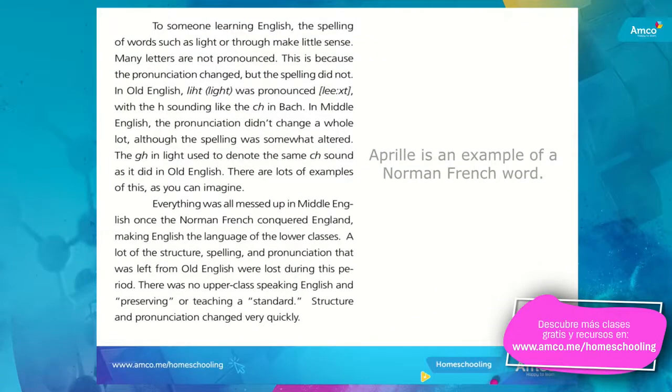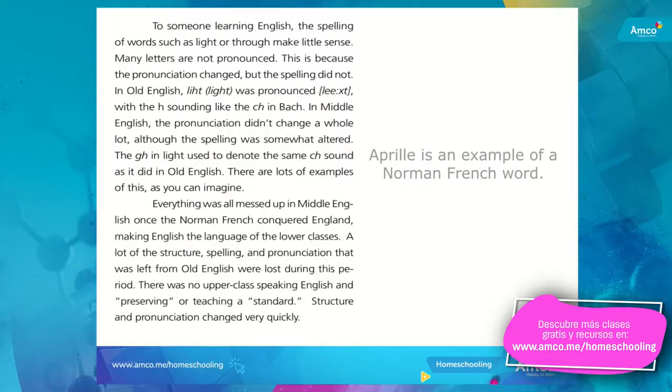In Middle English, the pronunciation didn't change a whole lot, although the spelling was somewhat altered. The GH in light used to denote the same CH sound as it did in Old English. There are lots of examples of this, as you can probably imagine. Everything was all messed up in Middle English once the Norman French conquered England, making English the language of the lower classes. So the middle and upper classes didn't speak English.